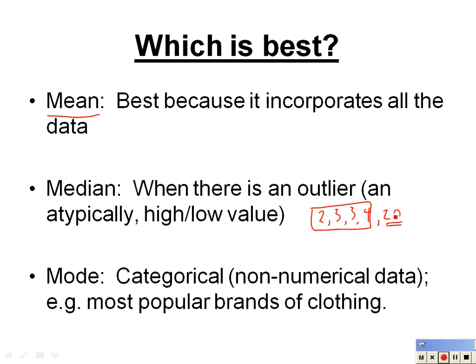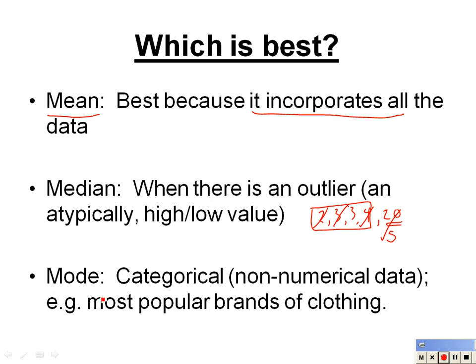Really high numbers or really low numbers are called outliers, and they can really mess up an average because the average incorporates all of the numbers, even that really high number. But with a median, it wouldn't affect it. It doesn't matter if this 20 was a 20 or if it was a 5, the middle number would still be 3. So medians ignore outliers, which is good if there are outliers.